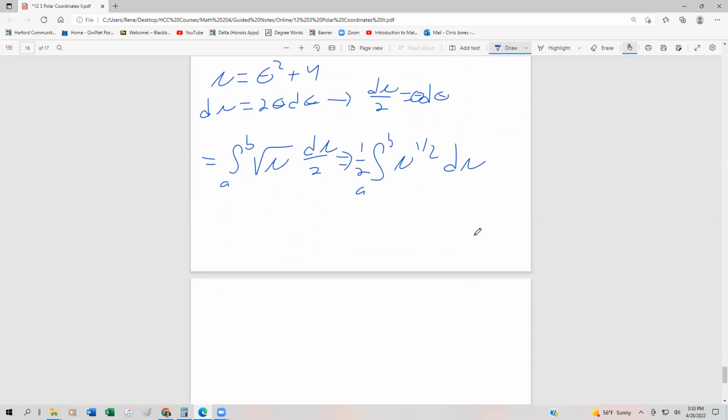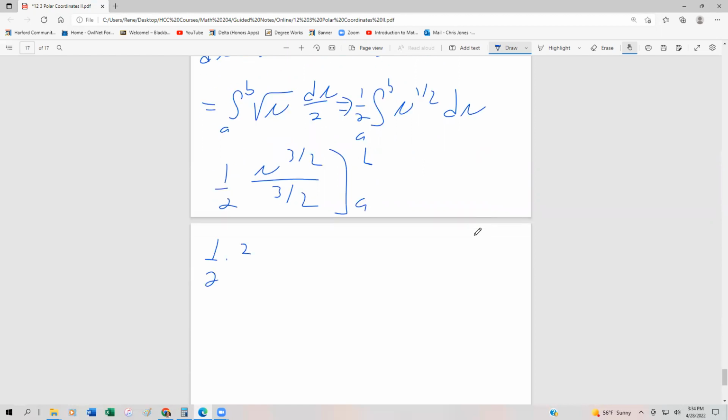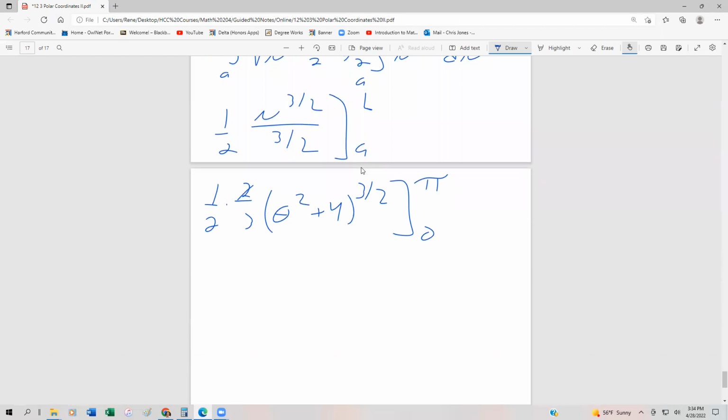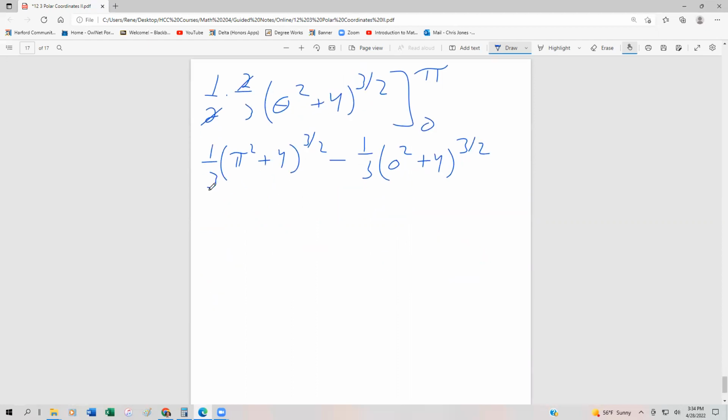We're going to integrate now by adding 1. So we get 1/2 u to the 3/2 divided by 3/2 from a to b. If we multiply by the reciprocal, we have 1/2 times 2/3. And then we have theta squared plus 4 to the 3/2. So remember, we had from 0 to pi were the initial bounds. So we go back up here, and we simplified just a little bit by substituting theta and 0 back in. 0 does not cancel out the term. So we have 1/3 of (pi squared plus 4) to the 3/2 minus 1/3 of (0 squared plus 4) to the 3/2. Not much we can do with this.